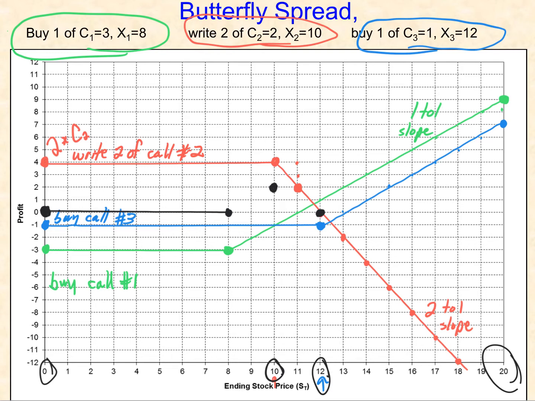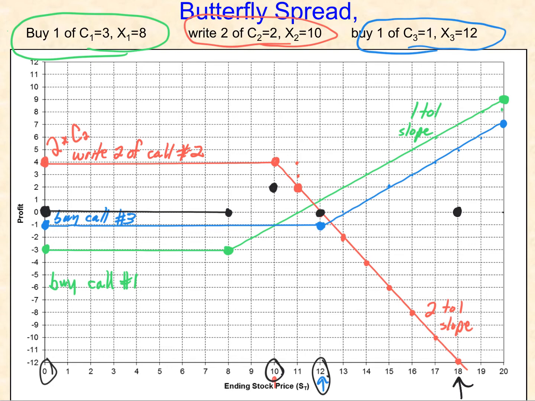Our red line does not make it all the way over to the right-hand side of the chart. So we'll use $18 and add up our prices there instead. So when the stock price is 18, our red line is at -12. Our blue line is at 5, and our green line is at 7. Those add up to 0 in this case, so we'll be right here when the stock price is 18.